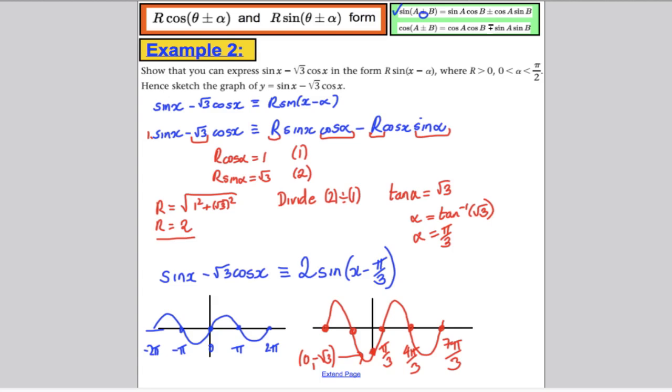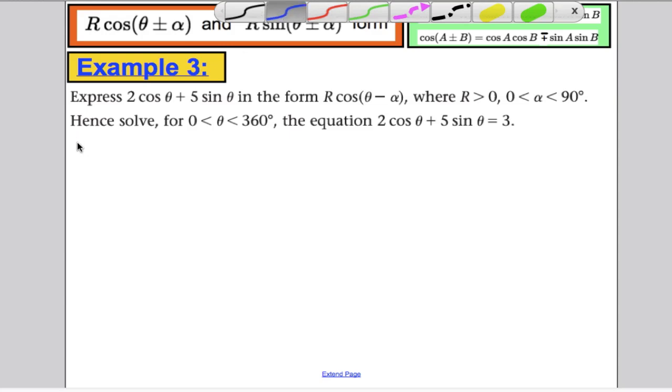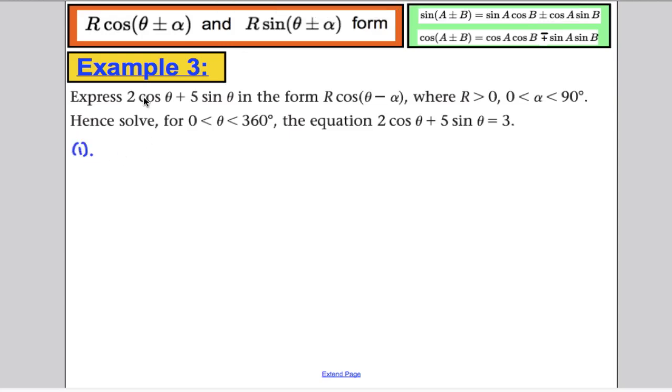Okay, let's keep going with a couple more examples. Example 3, we want to express this in this form and hence solve an equation. Right, step 1. You could have a go at doing this bit yourself now. You should be able to have a go at that, so maybe pause the video, have a go, otherwise I'll go through.